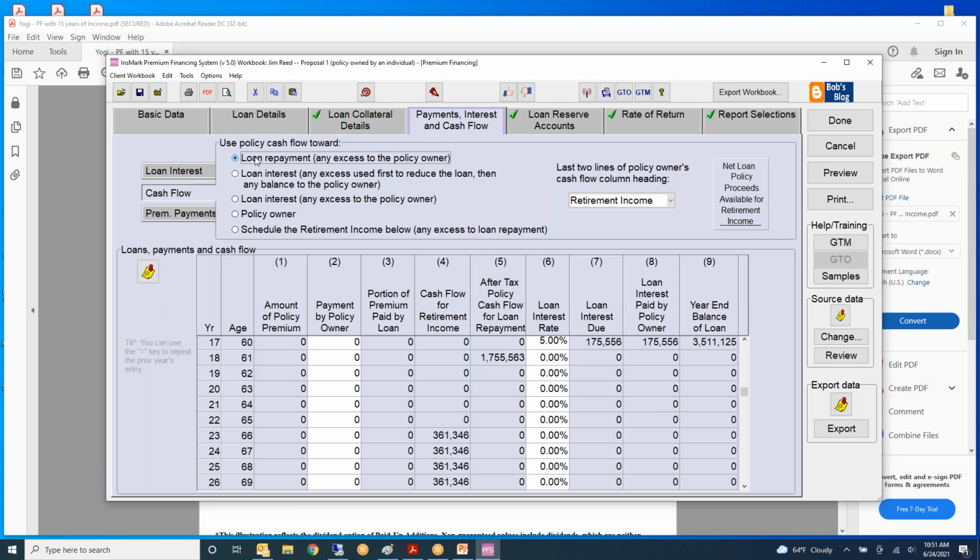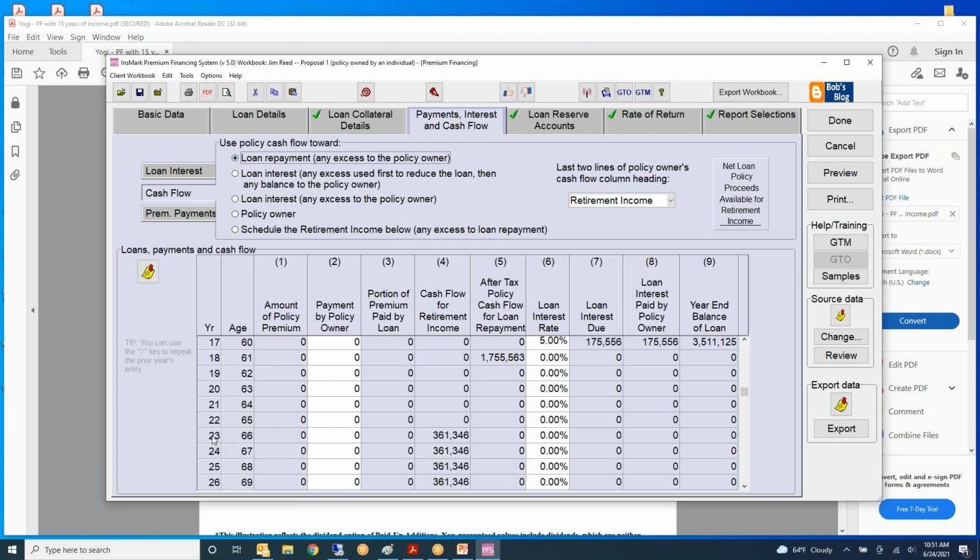So I picked this one because the first $1.7 million is supposed to be paying half of the loan back to the bank, okay? So loan repayment, any extra to the policy owner. So this is the one. So you see here, it's showing up in column 5 in year 18 as policy cash flow for loan repayment. So this is in the right column due to this input.